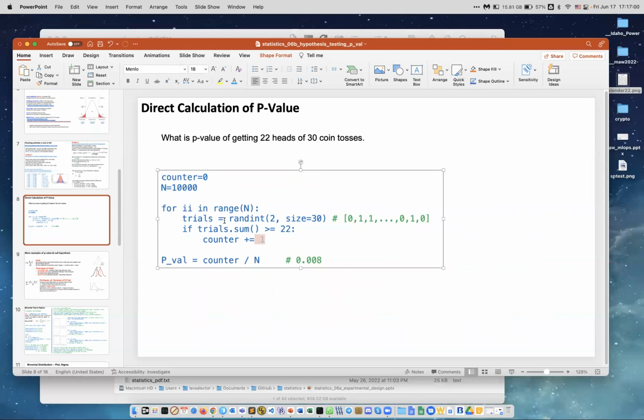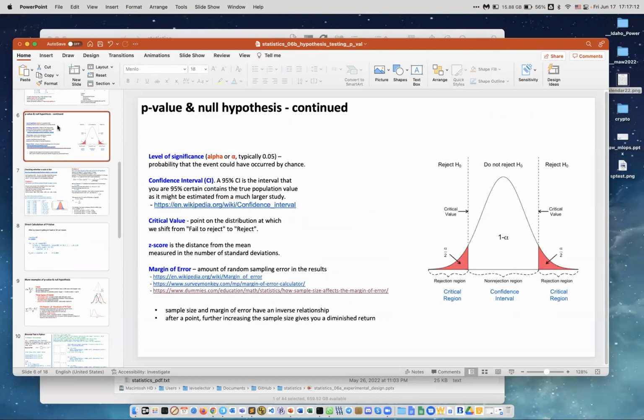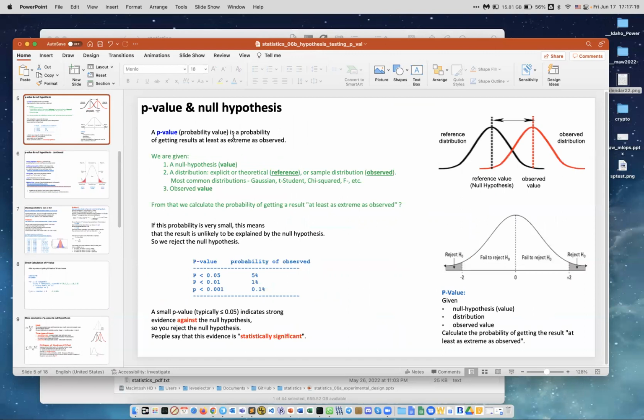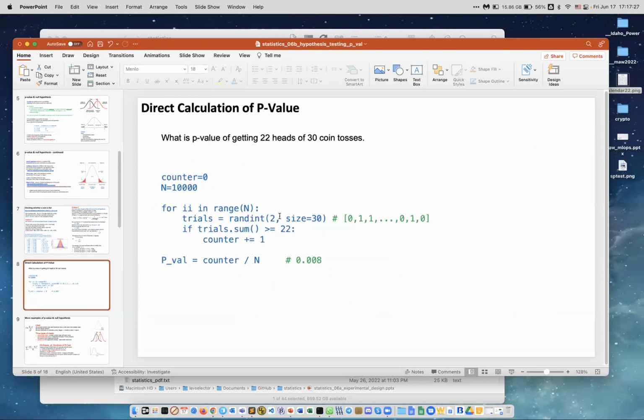So 10,000 times we repeat this experiment, we calculate how many times we got result 22 or even more severe. Just a reminder, when we're calculating p-value, p-value is probability of getting result at least as extreme as observed. So it means in this situation, 22 and more severe, which is like 23, 24, 25, and so on to 30, right? And that's the probability.